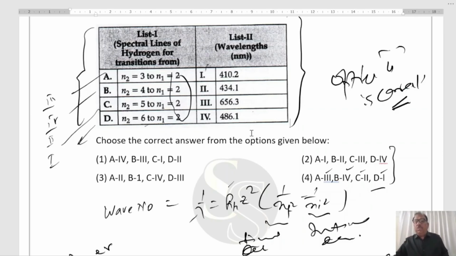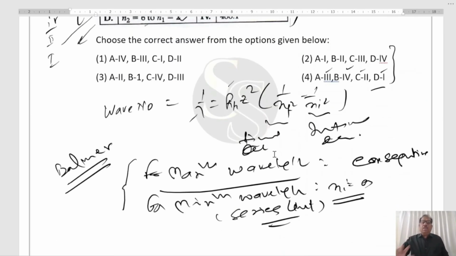So a very simple concept is applicable. For maximum wavelength, we have to pick consecutive orbits. For minimum wavelength, we have to pick infinity. In between, the wavelengths are in decreasing order, you can see very well. Right? Next question.